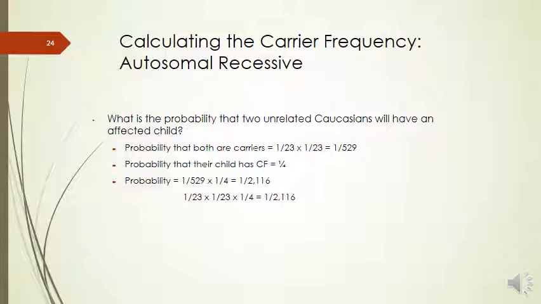So there basically are three numbers, one for the carrier for the father, one for the carrier for the mother, and then when the two of them have a child, what's the probability that they're going to have a baby that has the specific disease? So in the case of this example, if it's 1 out of 529 for the two parents times 1/4, it's going to be equal to 1 out of 2,116.